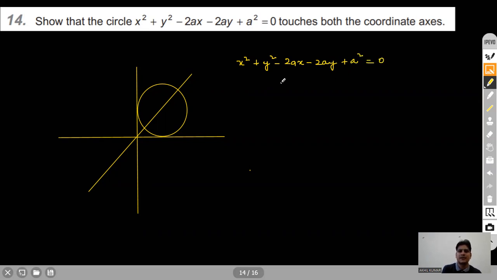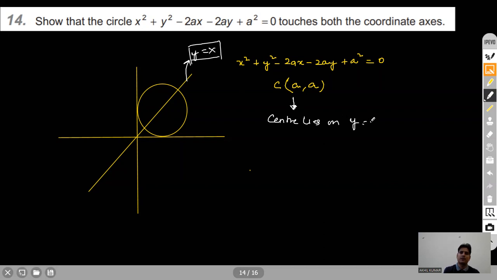Okay, so what is the center of this circle? The center of this circle is (a, a), right? So see, the center of this circle lies on the line y equal to x, basically. So if the center of a circle lies on the line y equal to x, it means it will touch both the coordinate axes. The center lies on y equal to x, right? It implies that the circle will touch both the coordinate axes.